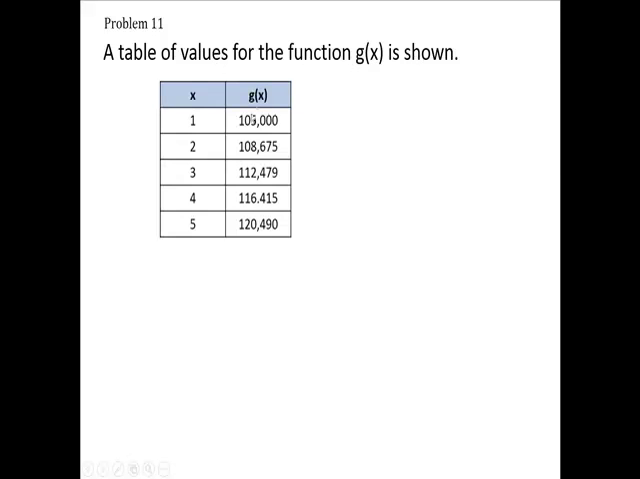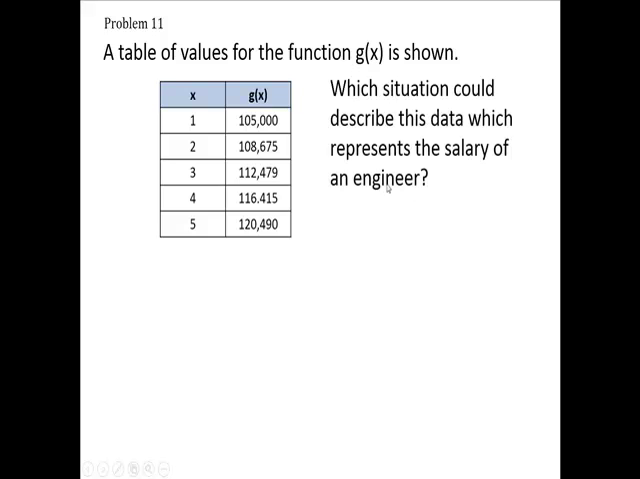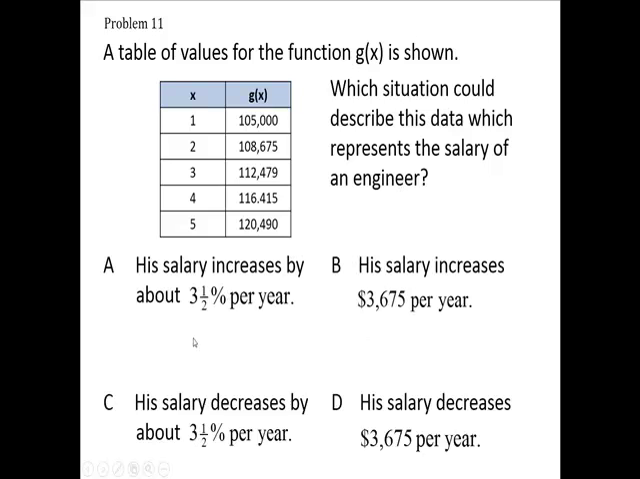A table of values for the function g of x is shown. So this is x and this is g of x, and this represents the salary of an engineer. Now, we have four choices here. We want to know which one of these four is true. Does it increase or does it decrease? A and B say it increases, C and D say it decreases.